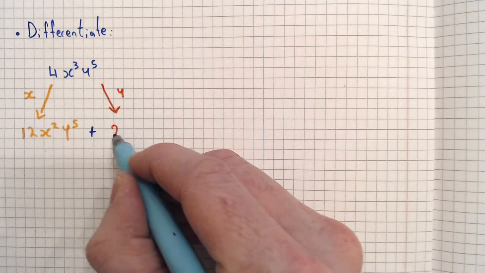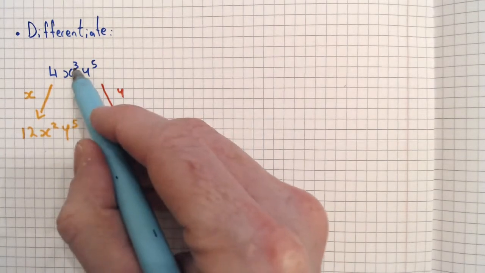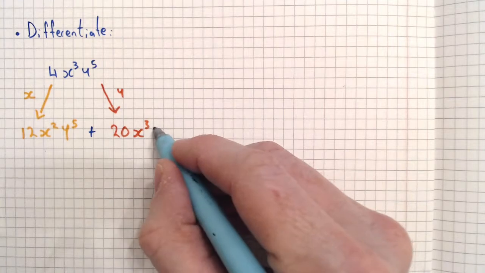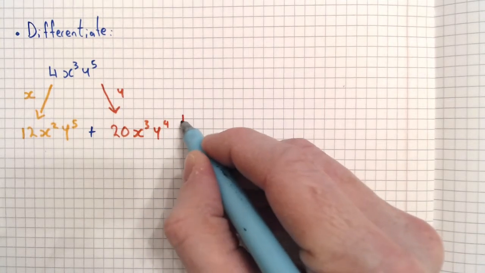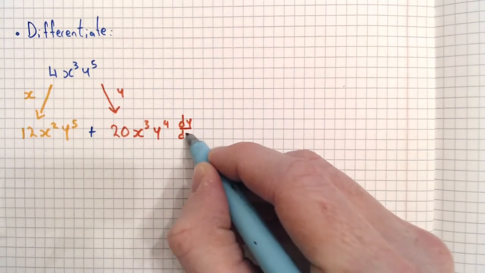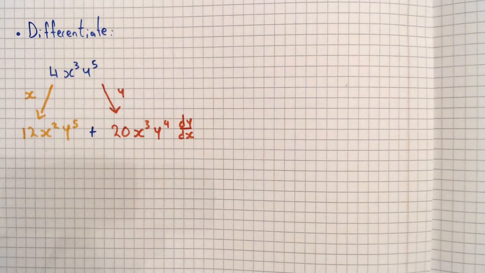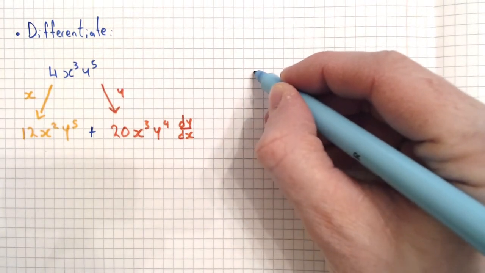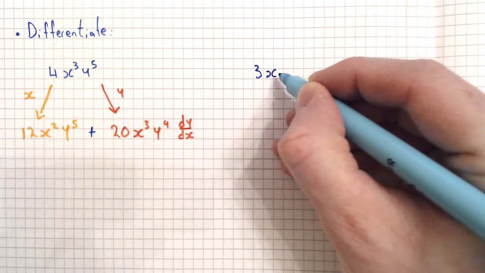For the y term, you're essentially differentiating 4y to the 5. If you differentiate 4y to the 5, 4 times 5 gives you 20. Take away 1 from the power, you should have y to the 4. Because we've done it with respect to y, we write dy dx, and x cubed stays exactly as it is. It doesn't change. I'll make up another one.